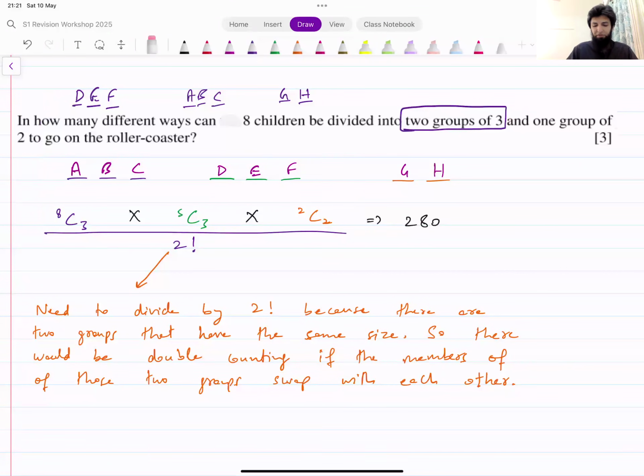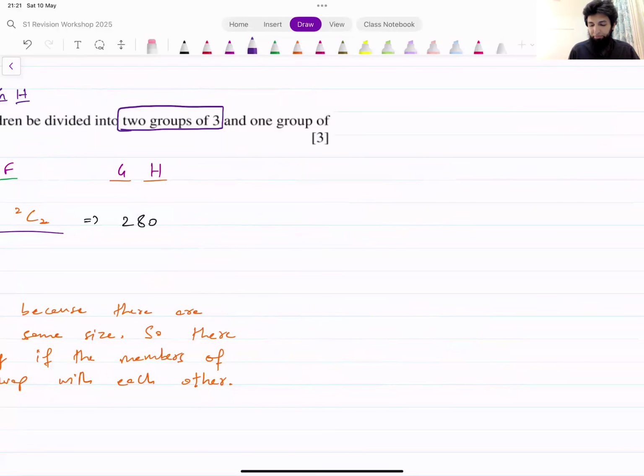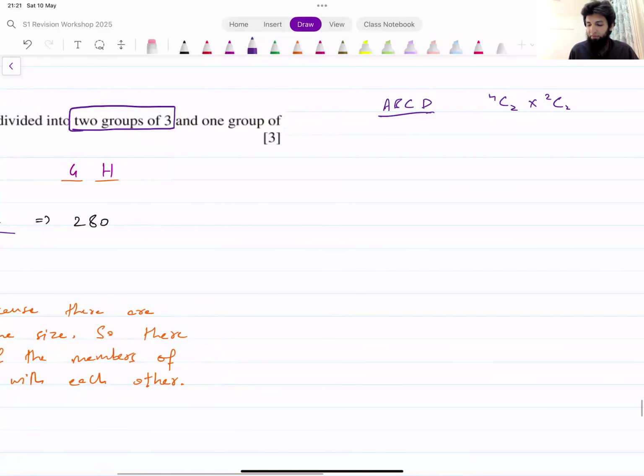You can try this with a smaller example. So for example, think of making two groups of, we have A, B, C, D. Make two groups of 2 people each, right? If you do it directly, that will be 4C2 into 2C2. And that gives you 6.